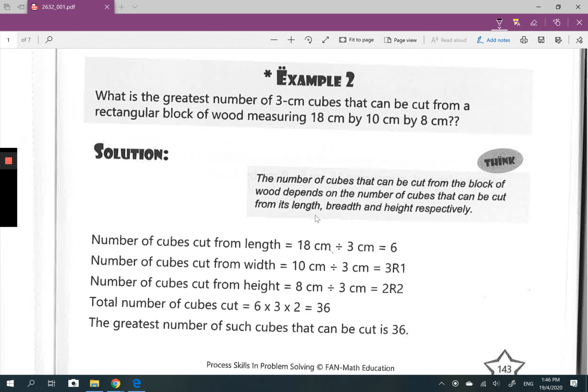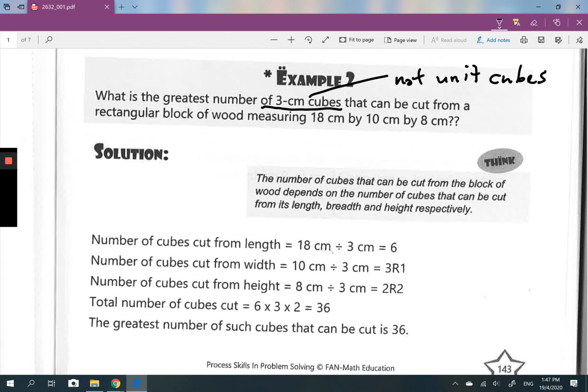What is the greatest number of 3 centimeter cubes that can be cut from a rectangular block of wood measuring 18 centimeter by 10 centimeter by 8 centimeter? So now we no longer fix unit cubes into the wooden block. Notice that this means not unit cubes.